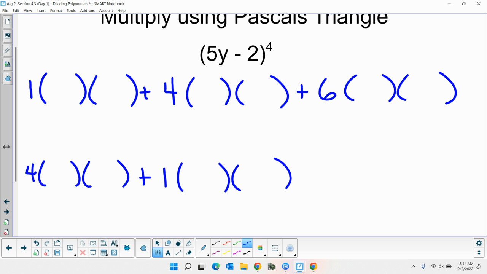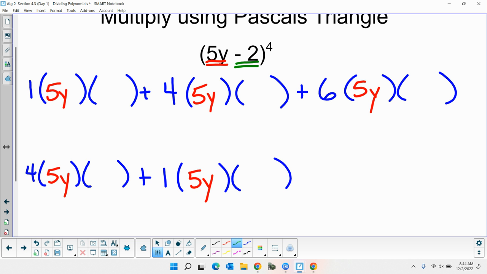Okay. So we all understand where 1, 4, 6, 4, 1 came from on Pascal's triangle, right? Good. Now, what goes in the front parenthesis? The 5y, right? So it had a variable with it, so you have to put the variable with it. What goes in the second one? -2, since it's minus, okay? If it was +2, we could just leave it a 2.